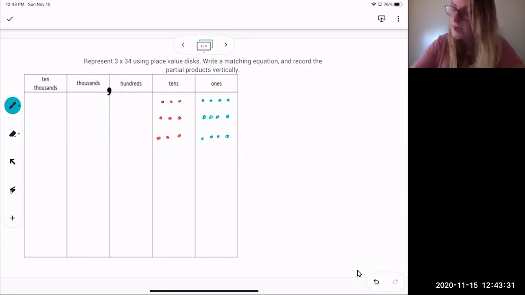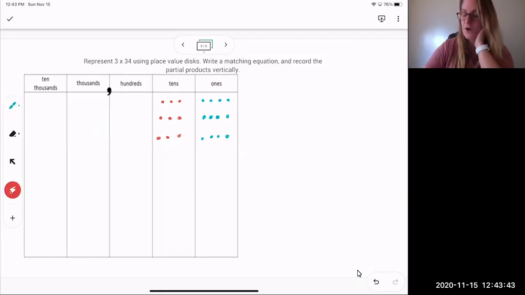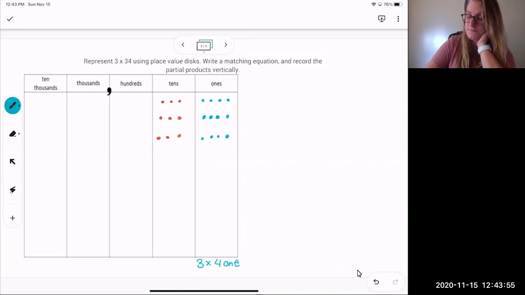Okay, so now I have 3 times 34 in my place value chart, and I want to record this using our unit form. For our ones place, I have 4 ones and 3 groups of 4 ones. So I have 3 times 4 ones.